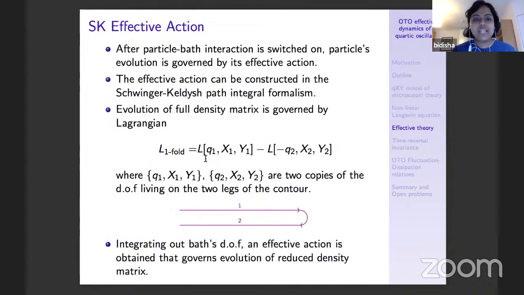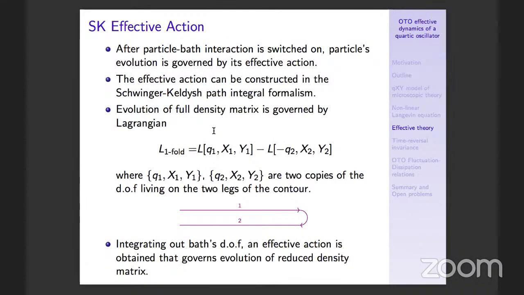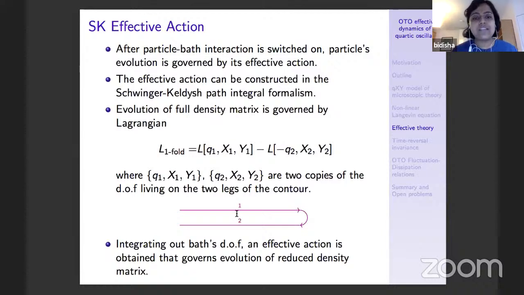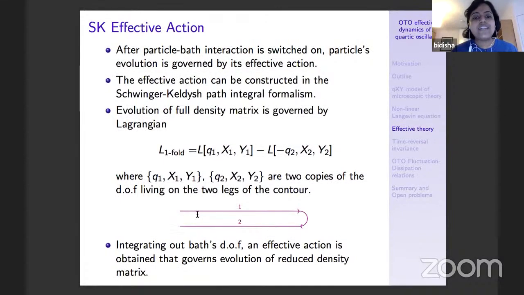So I will quickly discuss how the effective theory is constructed from the microscopic theory. After the particle-bath weak interaction is turned on, the particle's evolution is governed by the effective action. The effective action will be constructed in the Schwinger-Keldysh path integral formalism on a closed time fold contour. Since this is a path integral contour, it has two legs. The initial condition is in terms of the initial density matrix of the full system, bath and probe. Then there has to be a doubling of degrees of freedom of probe and bath, so that the ket piece of the initial density matrix is evolved along this leg, and the bra piece of the density matrix is time evolved back in the other leg.